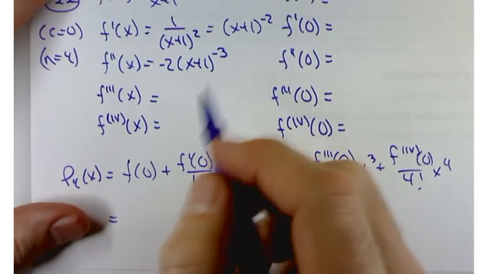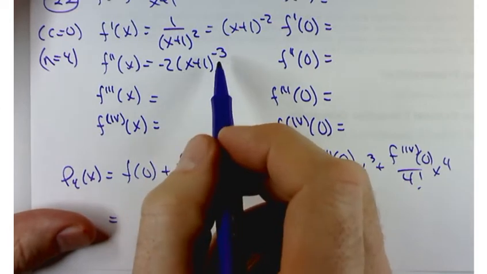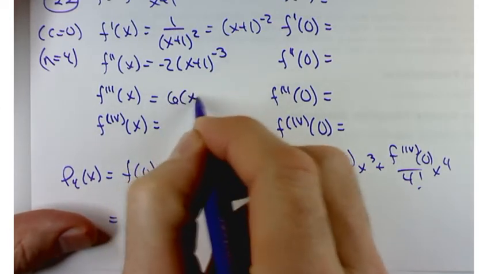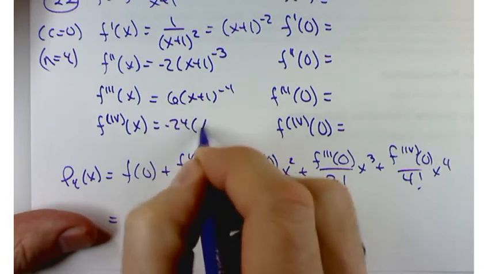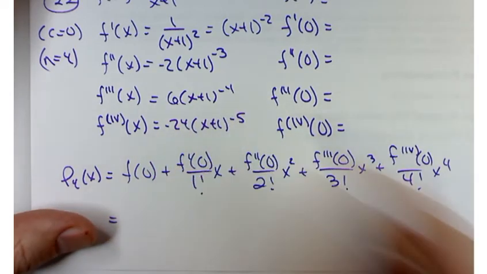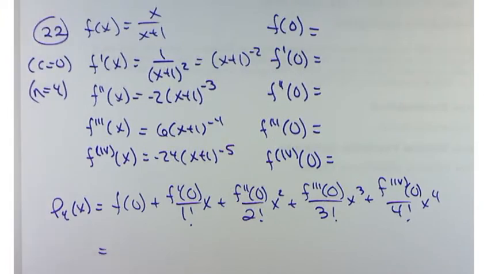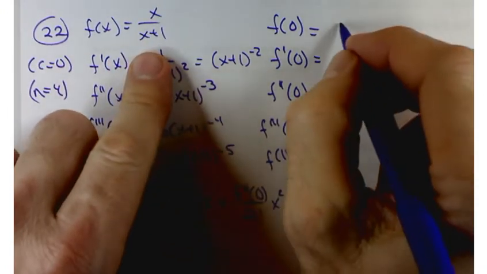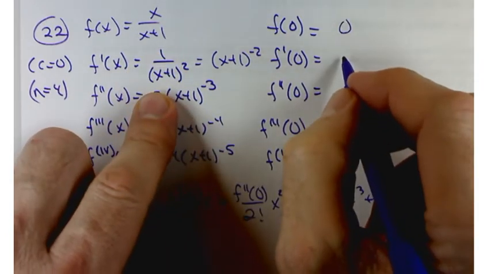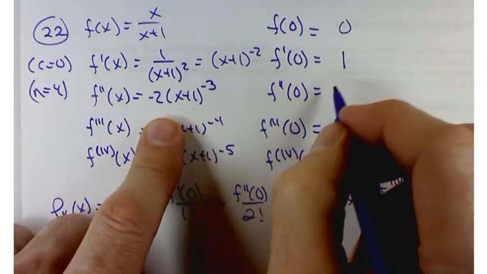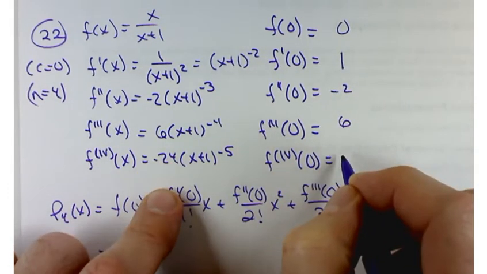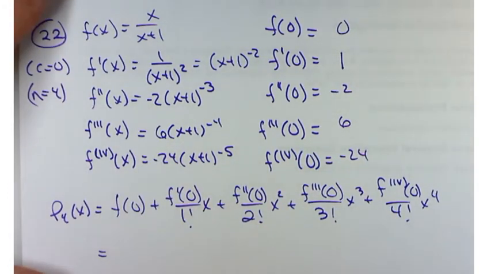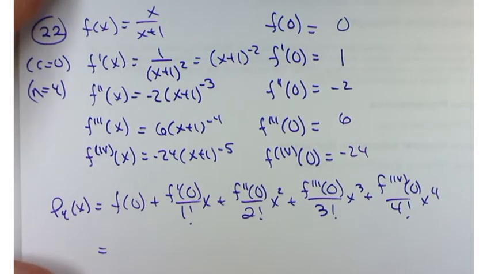Okay, so let's finish this up. The next derivative is going to be 6 times x plus 1 to the negative fourth, and then negative 24 times x plus 1 to the negative fifth. Plugging in 0 is pretty nice because it's not that hard. Here I get 0, here I get 1, here I get negative 2, and then 6, and then negative 24. I think I got all those right, yes.